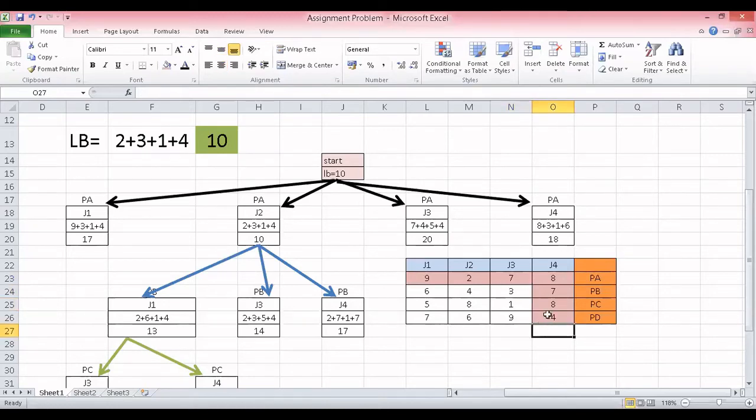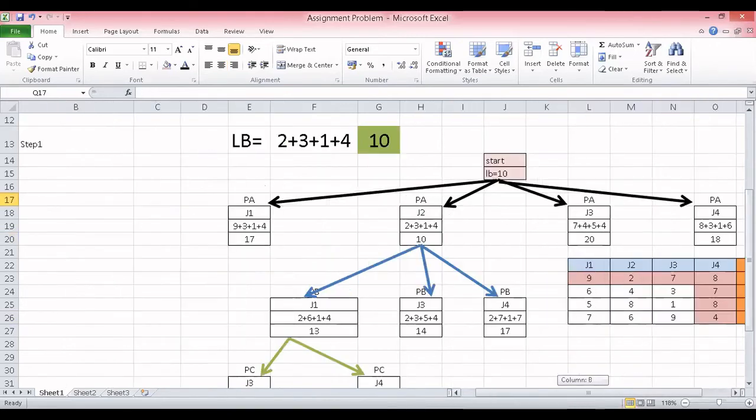Now comes the question for person D. Students will ask, sir, for person D the minimum value is 4 only, no? Why are you taking 6? Yes, you are correct. But job 4 is already assigned to person A, so again I cannot assign job 4 to person D. So I should consider the next minimum value for person D. Out of 7, 6 and 9, the next minimum value is 6. So I have taken 6. When I form the total, the answer I am getting is 18.